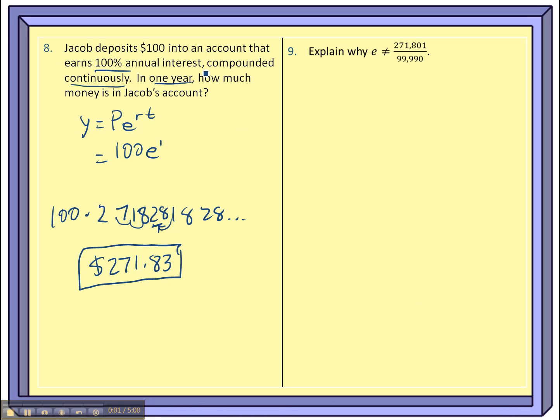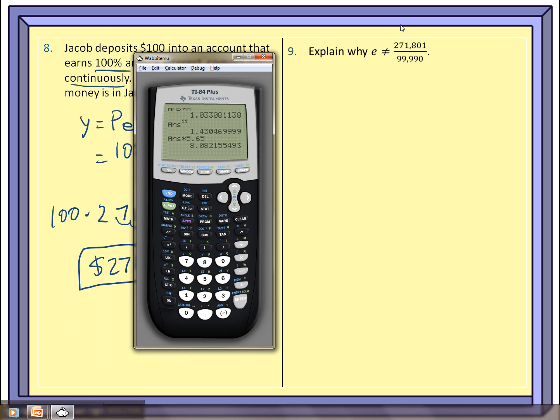Okay, so on question 9, it's another question involving E, and we're explaining why it is not equal to this little fraction. So you might be tempted to just put that into the calculator, of course. Put that in the calculator, divide it, see what we get. So 271,801 divided by 99990.